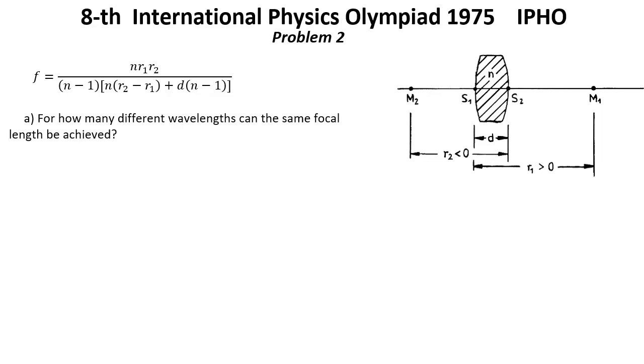Solution for problem number 2. Question A. For how many different wavelengths can the same focal length be achieved? Solution. The refractive index n is a function of the wavelength lambda. According to the given formula for the focal length f, which for a given f yields a quadratic equation in n, there are at most two different indices of refraction for the same focal length. So that was the solution for question A.